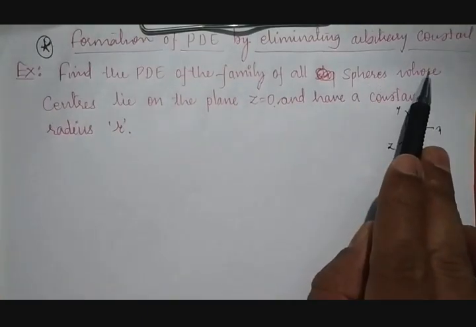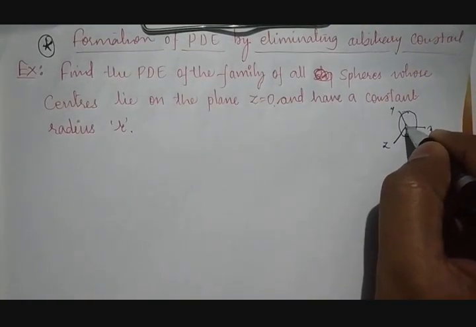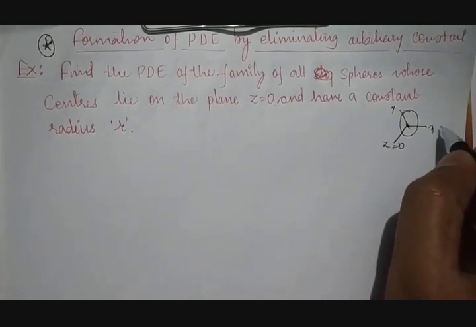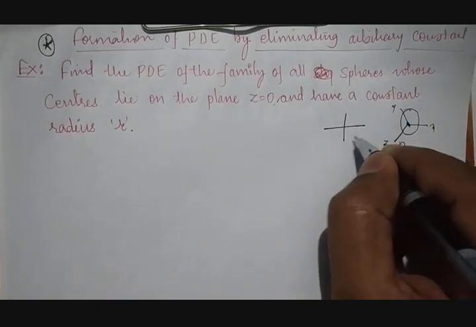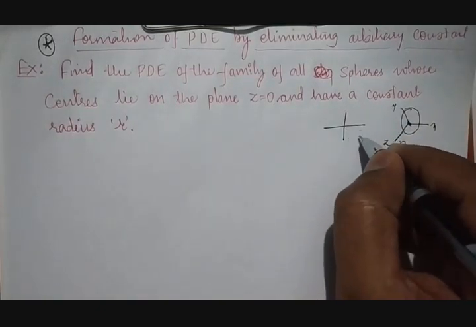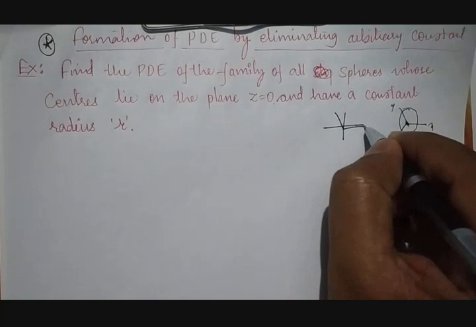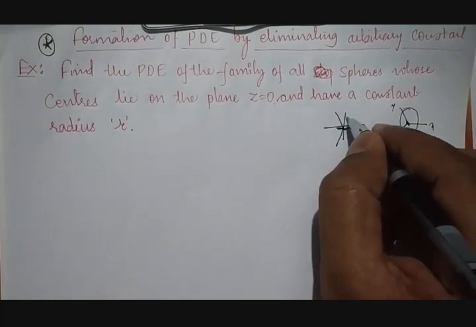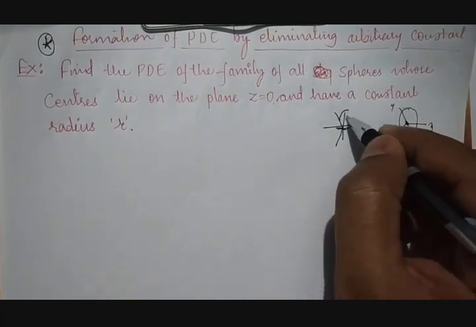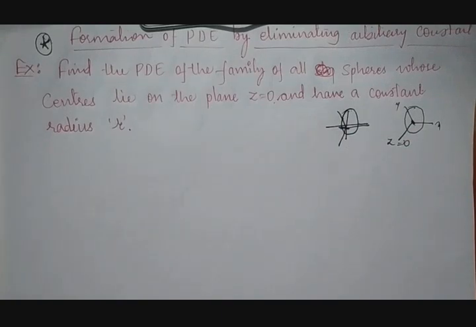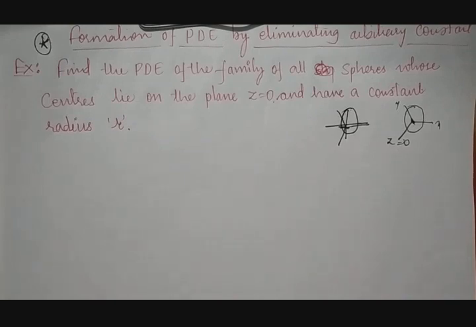a sphere whose center lies on a plane z equal to 0 means what? The value of z becomes 0 here. Z equal to 0 means there will be something on x and something on y, but z is 0. Then we get something like this, and where z is not there, the sphere lies on this. Sphere is a three-dimensional concept of a circle.